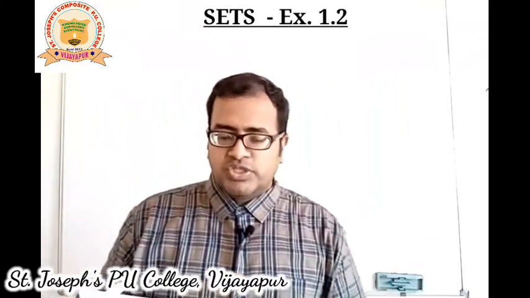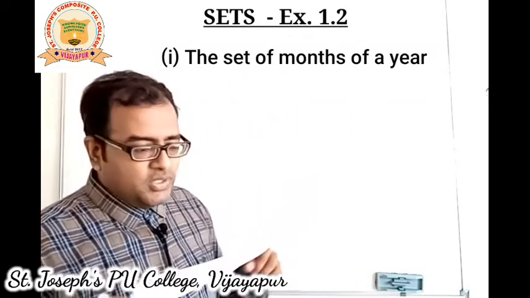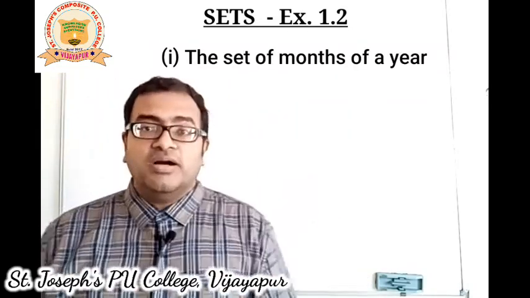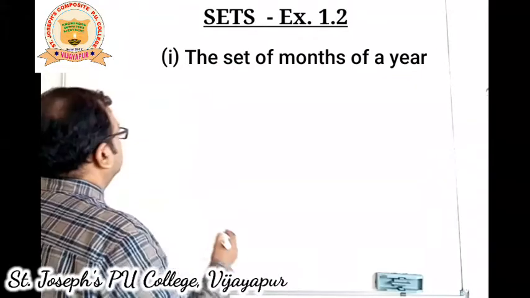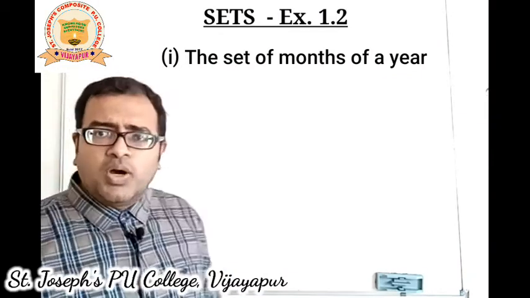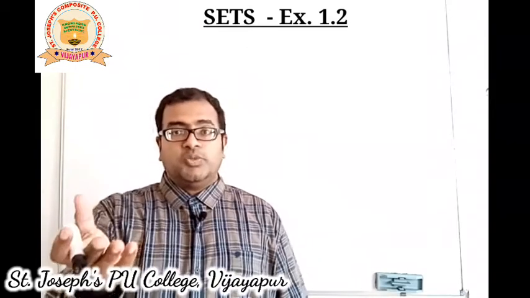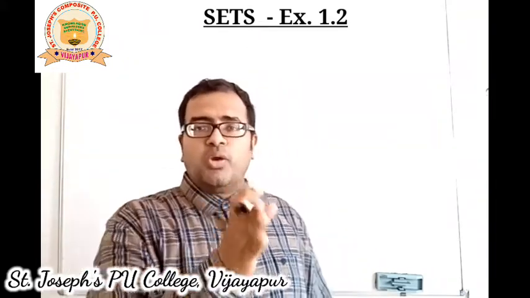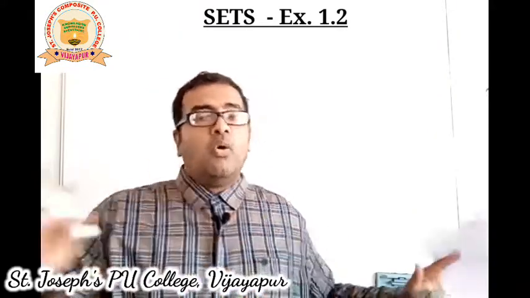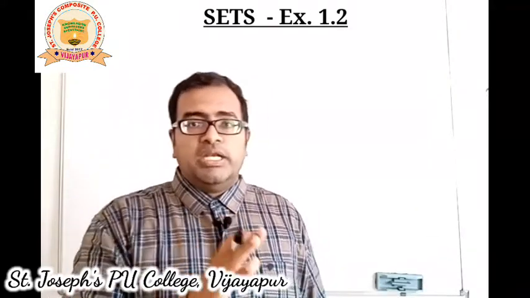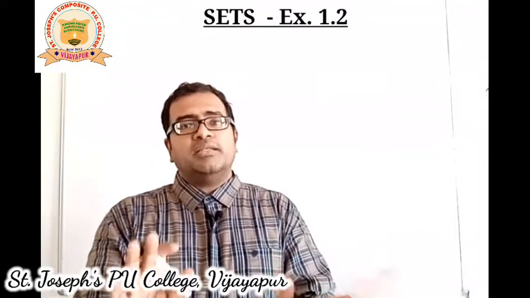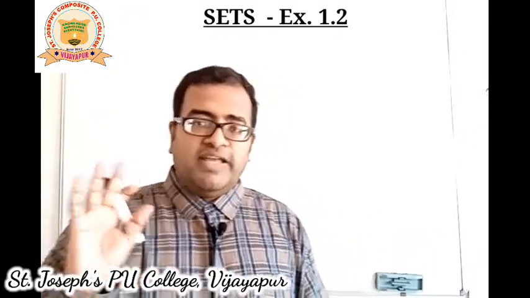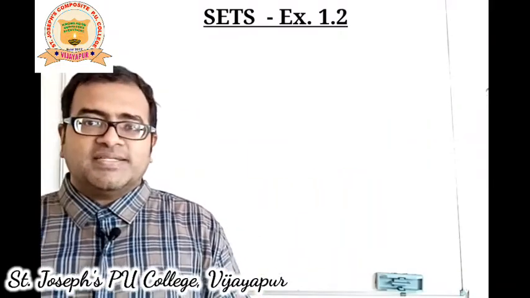First sub question in the second main question: the set of months of a year. Is the number of elements known? You know how many months are there in a year. Yes, of course, there are 12 months: January, February, March, April, May, June, July, August, September, October, November, December. You know the starting point and the ending point where it stops, and the number of elements is finite. So the first one is a finite set, right?